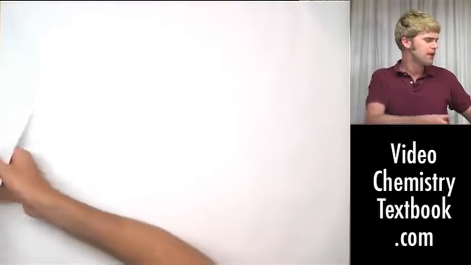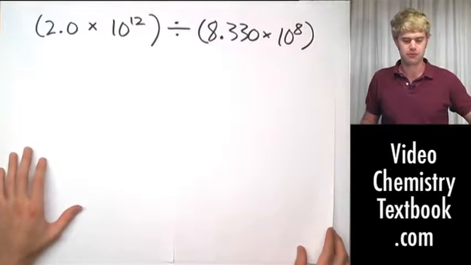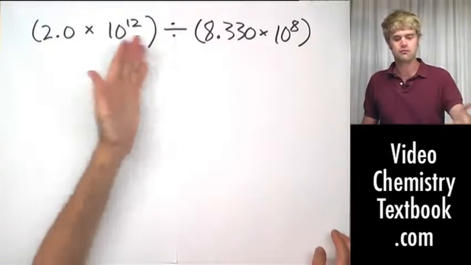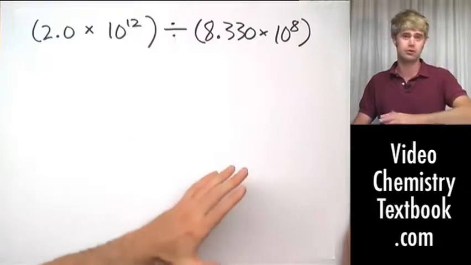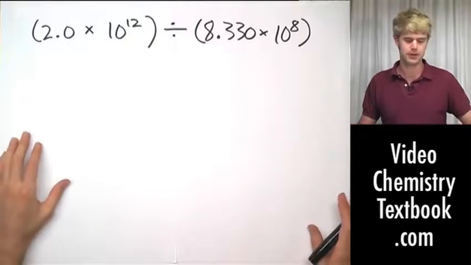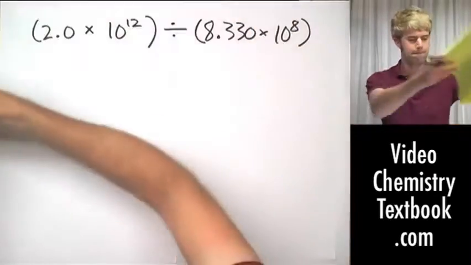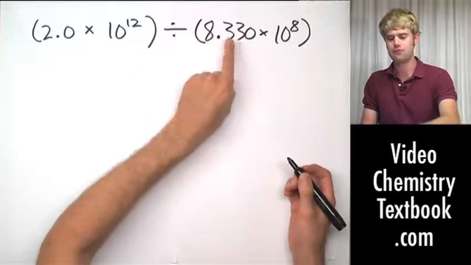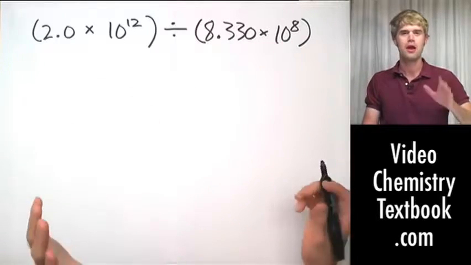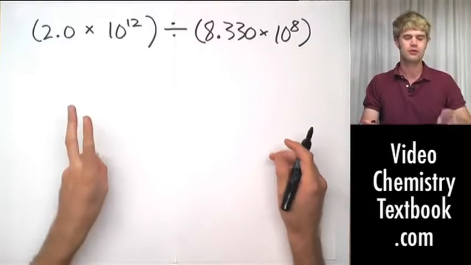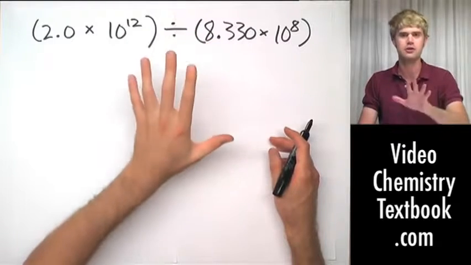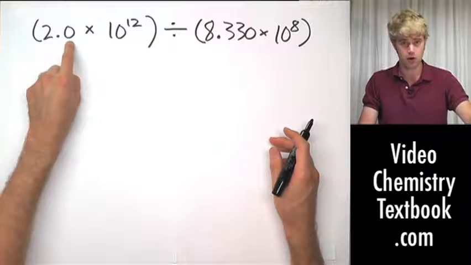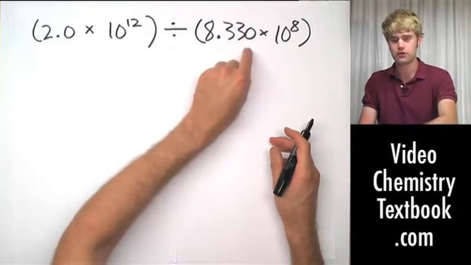Okay, so let's take a look at how we do some math problems with significant figures in scientific notation. Here's a division problem. We do division and multiplication the same way. I'm just going to do one example. Here we do 2.0 times 10 to the 12th divided by 8.33 times 10 to the 8th. As we've said before, in scientific notation, the first thing we want to do is break this problem down into 2 smaller problems. The first thing we're going to do is take 2.0 and divide it by 8.330.